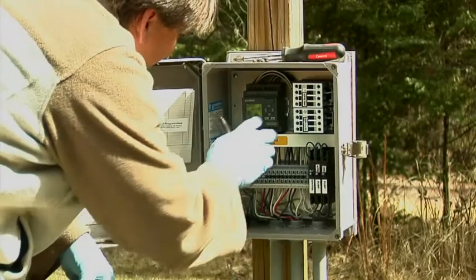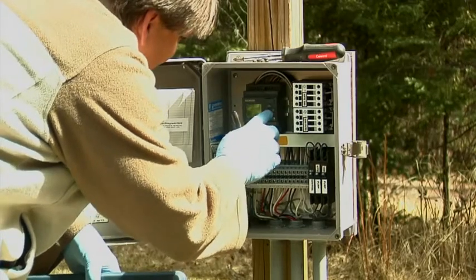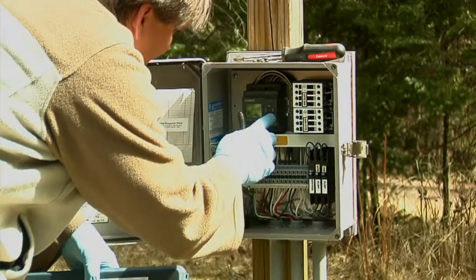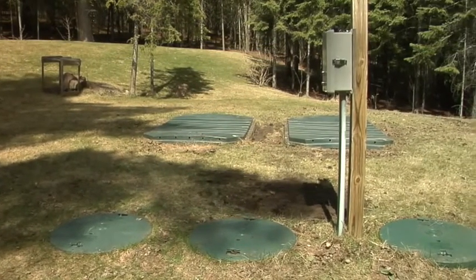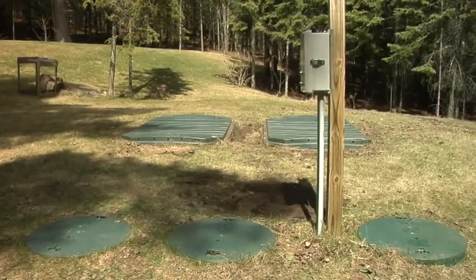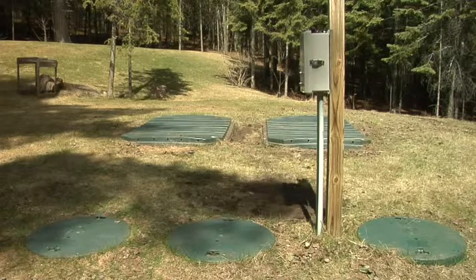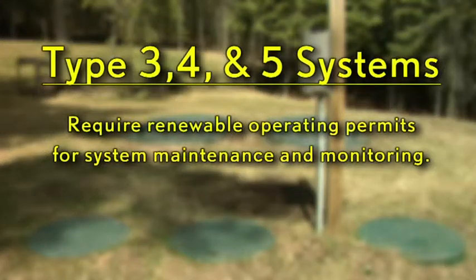Soils with less than 1 foot of seasonally unsaturated conditions may require systems with advanced design and/or pre-treatment components as part of the system design. Systems designed for these soil conditions would be Type 3, 4, or 5 systems. These types of systems would require operating permits. Operating permits are renewable permits with requirements for system maintenance and monitoring to ensure the system is functioning properly.